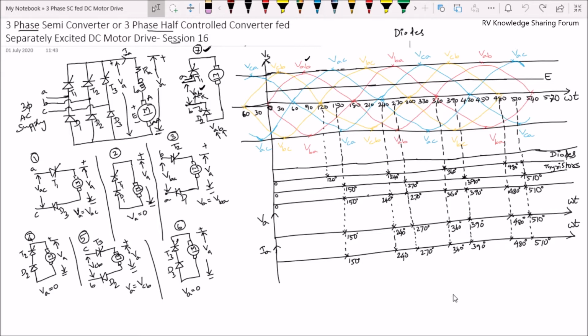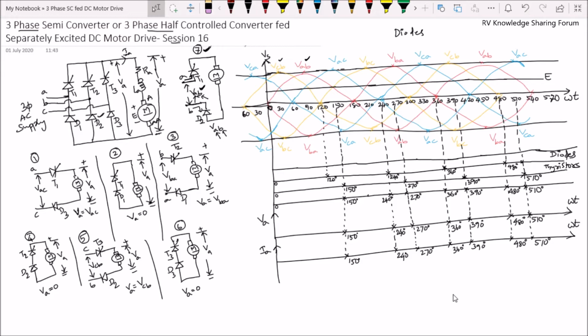First let us consider the line voltage VCB. As we already discussed, the second letter represents the diode. In VCB the second letter is B. Which diode is B connected to? Please refer to the circuit on the left hand side. B is connected to diode D2. So diode D2 will forward bias for this line voltage VCB.